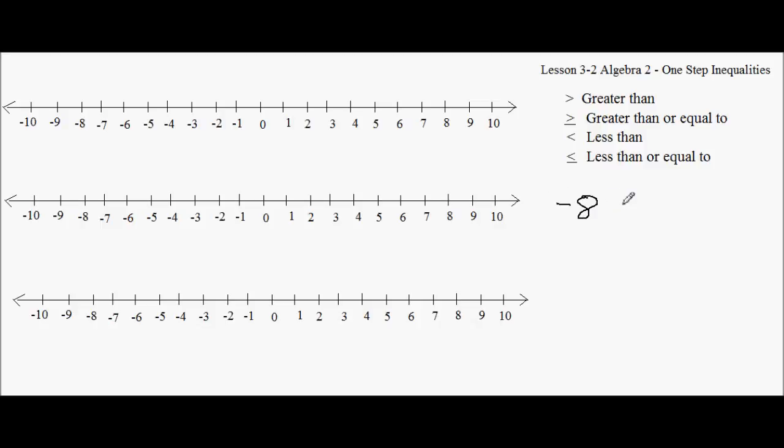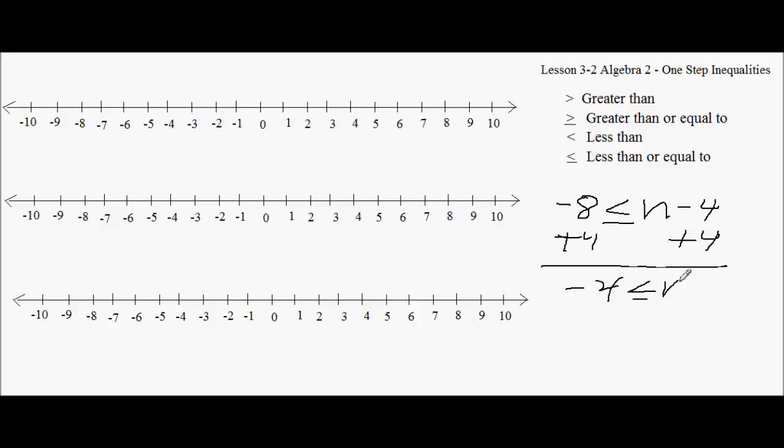negative 8 is less than or equal to n minus 4. So I'm going to add 4 to both sides. I want the n by itself. Add 4, and I get negative 4 is less than or equal to n.